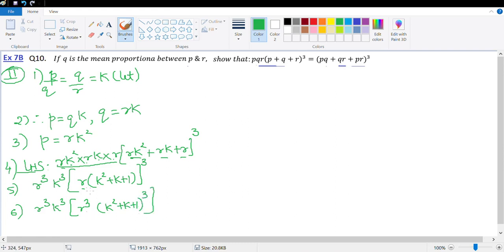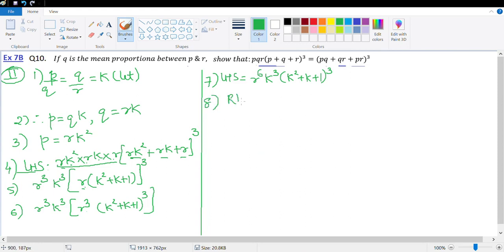I have taken the third power for R here, and I have taken it out of the big bracket, which means what I get is left hand side is equal to R to the power 6, K to the power 3, K square plus K plus 1 to the power 3. Yes, R to the power 6, K to the power 3, K square plus K plus 1 to the power 3. Perfect. Now let's try and work with the right hand side.